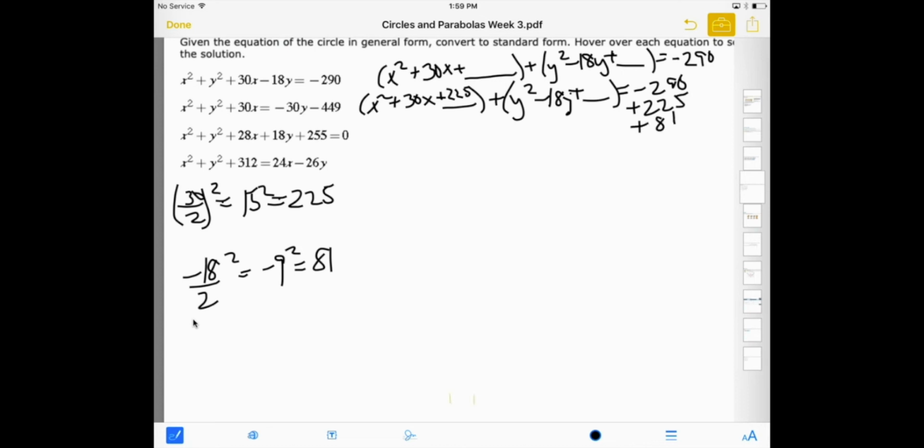So then also whatever your new c's are, so 225 and 81, you have to make sure you add that. If you're doing it on the left-hand side, you have to do it to the right-hand side as well.